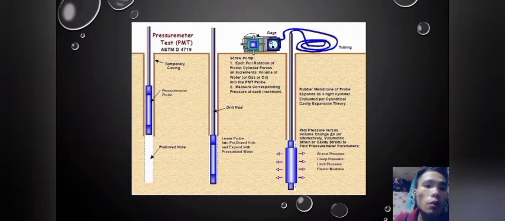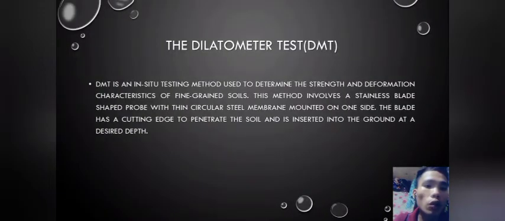So let's move on to the dilatometer test or DMT. DMT is an in situ testing method used to determine the strength and deformation characteristics of fine-grained soils. This method involves a stainless steel blade shaped probe with a thin circular steel membrane mounted on one side. The blade has a cutting edge to penetrate the soil and is inserted into the ground at a desired depth.